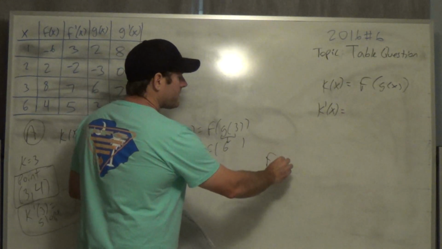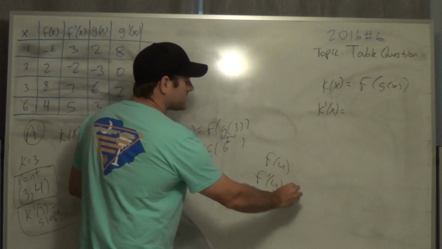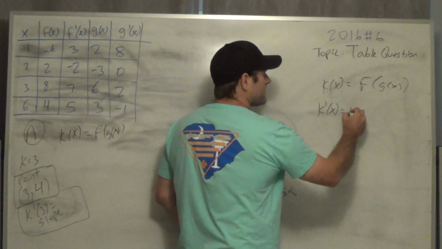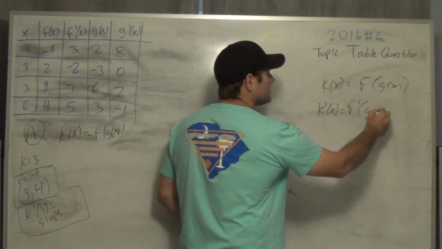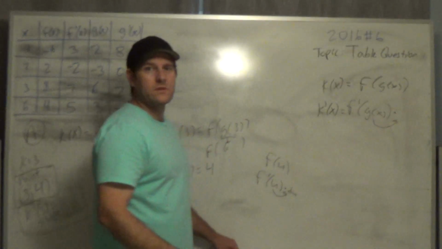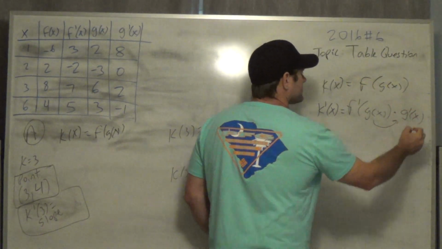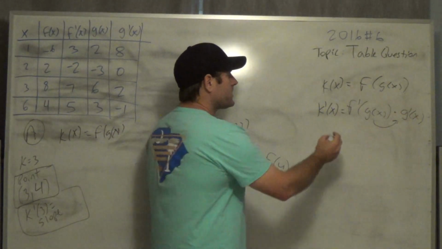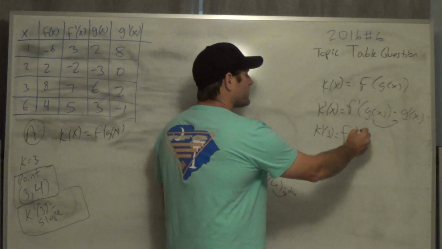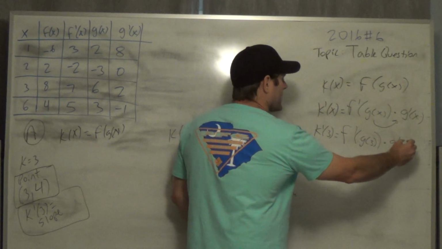The derivative of f of u is f prime u times the chain, the derivative of u. So this is f of u, its derivative is going to be f prime u times the chain. The chain will be what is the derivative of g of x, and the derivative of g of x is g prime x. All right, now we're going to plug in the 3. So we want to know what is k prime 3. So it is f prime g of 3 times g prime 3.